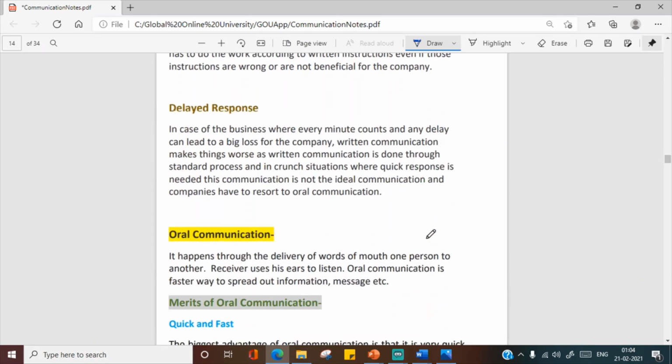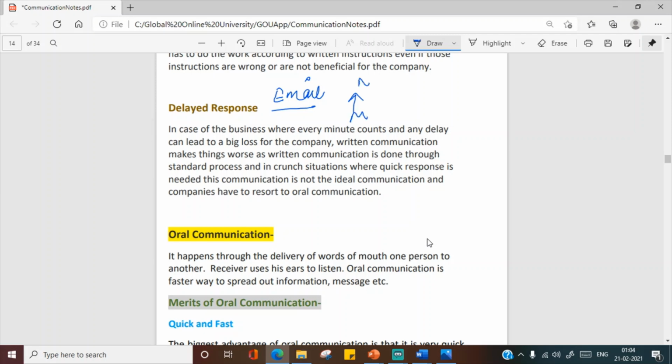Delayed response. This is also very true. Email is a type of written communication, right? In email, what happens is one person sends the email in US. So here it is morning, there it is night. Then this person, after 12 hours, is going to get up. So then it will be morning in US and then it will be night. You see, for email conversation also there is such a lot of time lag, hence delayed response comes into play. This happens in written communication.